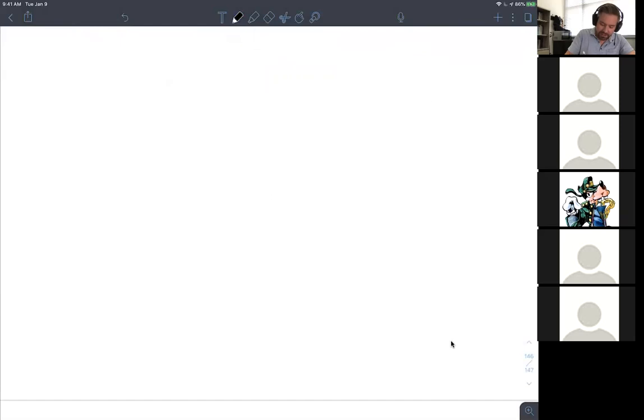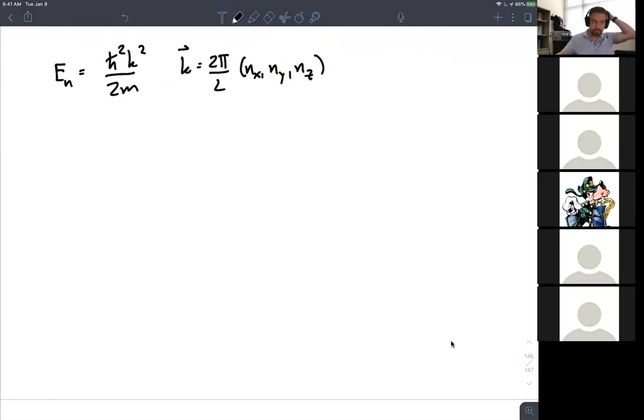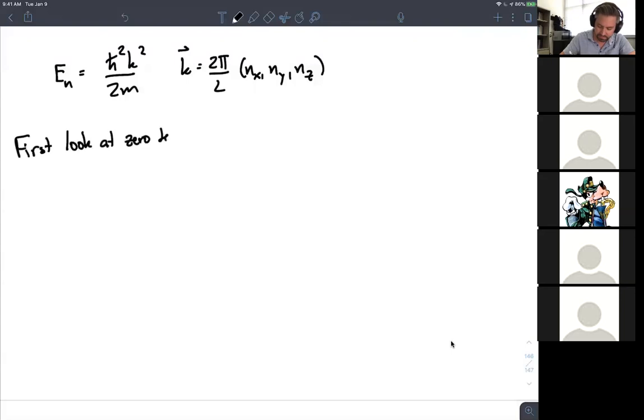Now again, our energy levels are h bar squared k squared over 2m, where k is equal to 2 pi over L in x, in y, in z. To keep everything simple, let's first look at zero temperature. In other words, T equals 0.